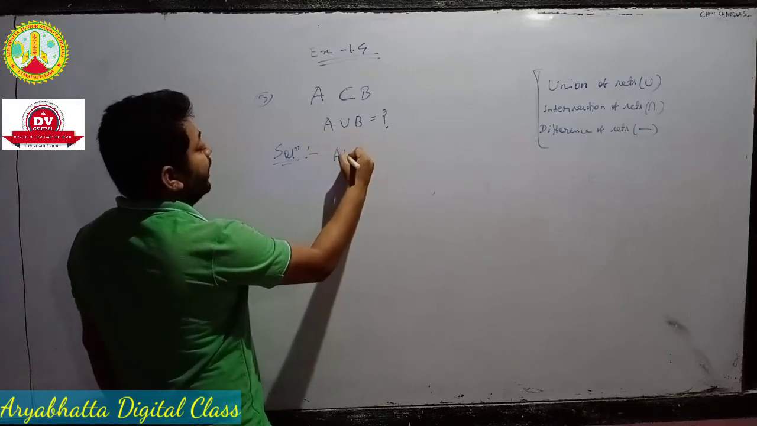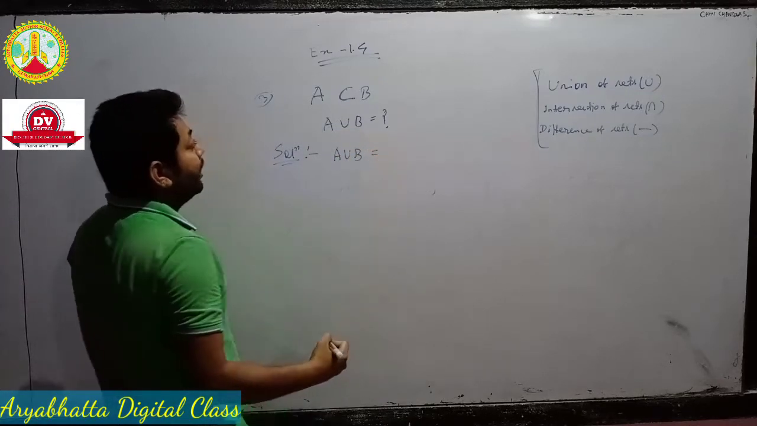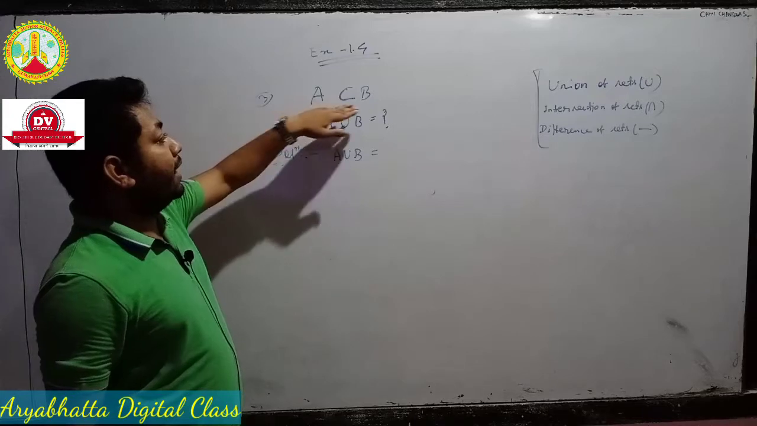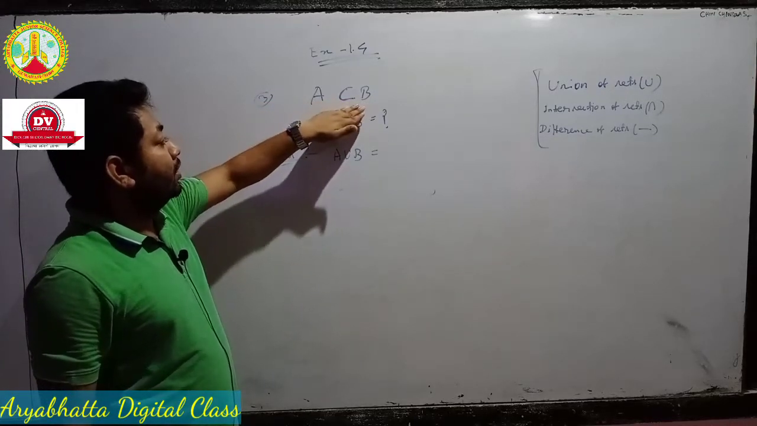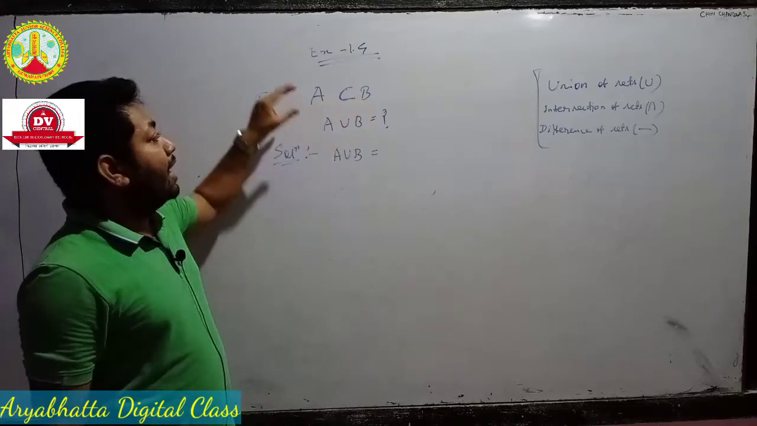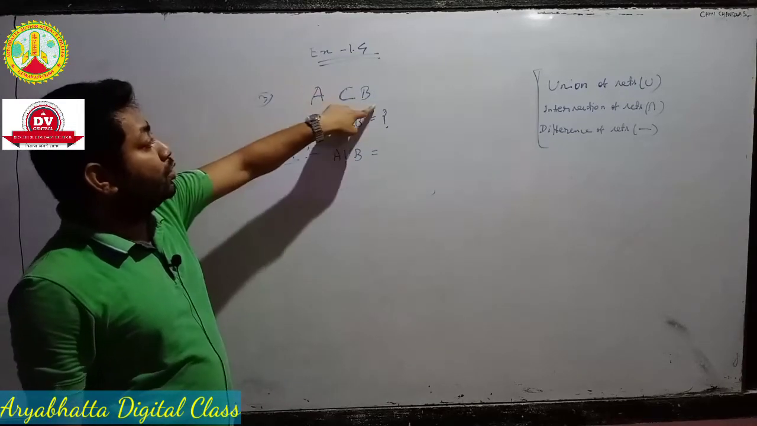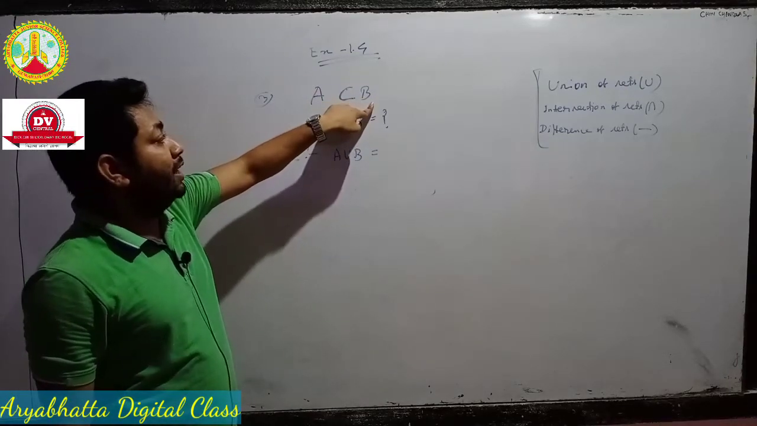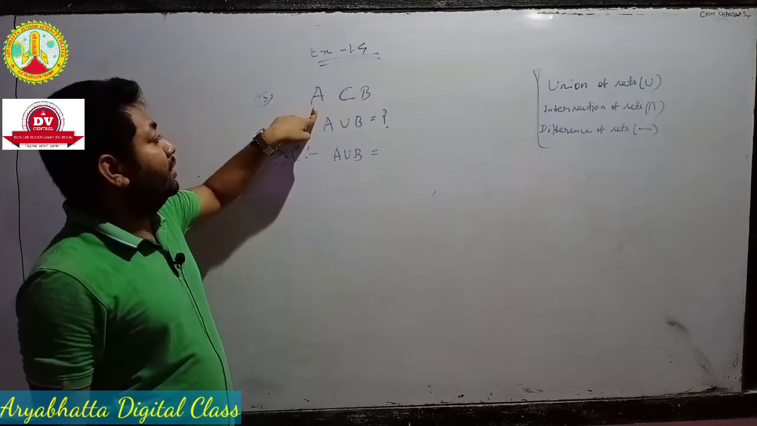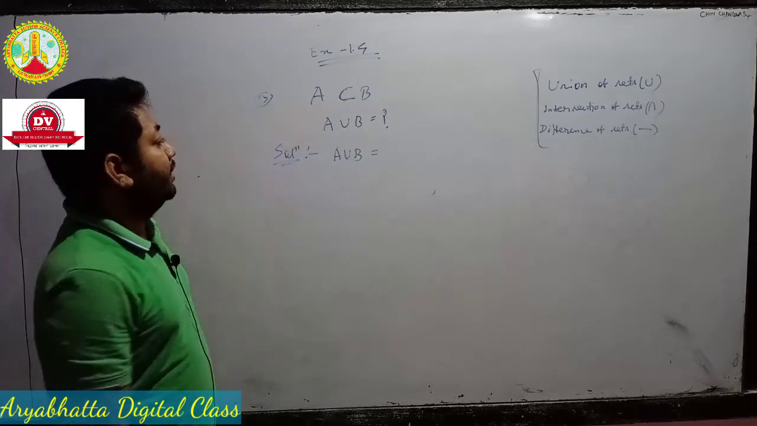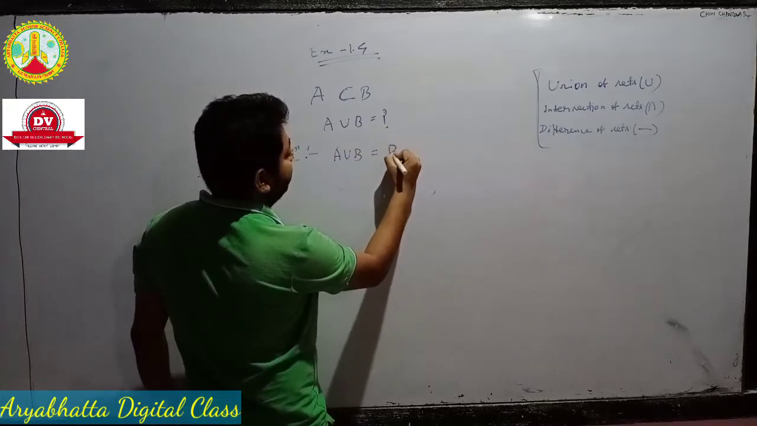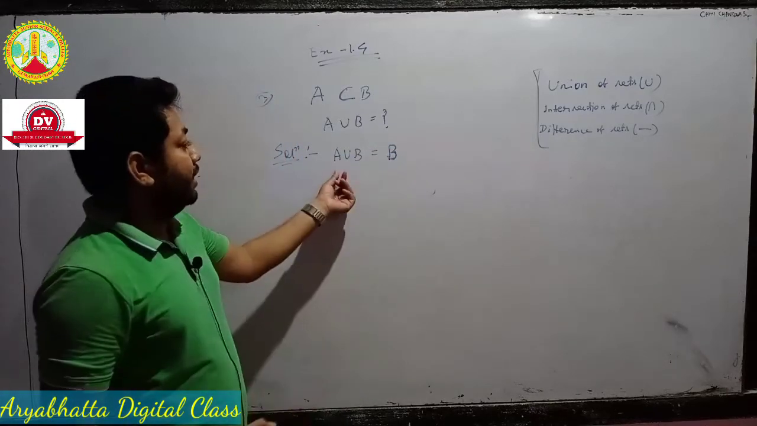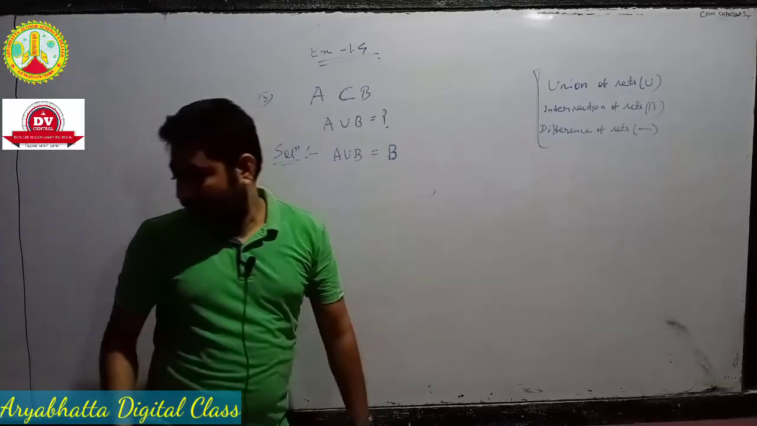We know that A union B is the set of all elements of the sets A and B. Given A is a proper subset of B, that means every element of set A is also an element of set B, but every element of set B is not an element of set A. Therefore, we have A union B is equal to B.